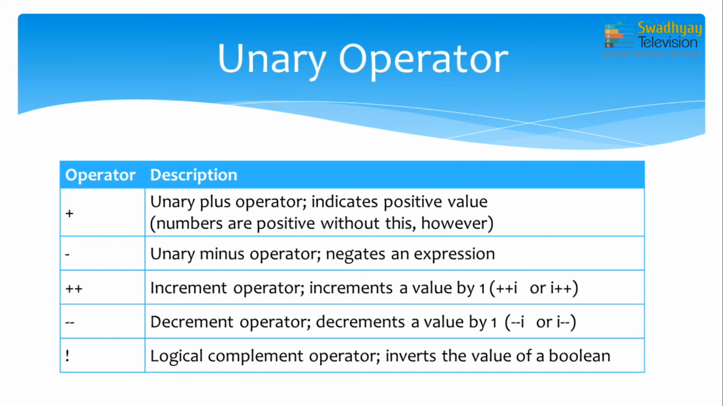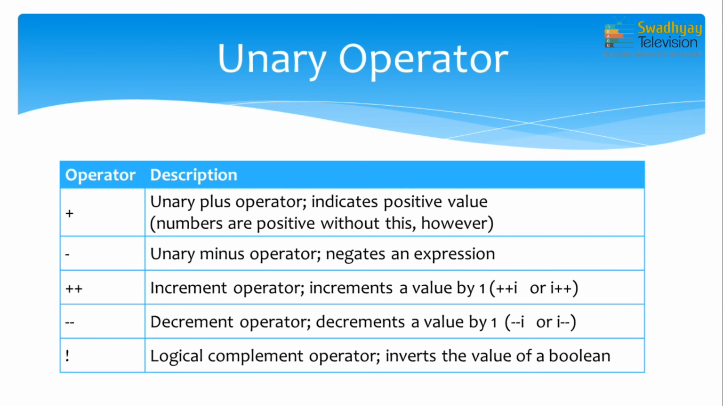Now, we see these operators on screen. On screen, you can see the first operator is plus. Here it is not the addition operator, but it is a unary plus to indicate a positive value. Similarly, we have unary minus operator to negate an expression or show a negative value. Then we have plus plus, which is also called increment operator, and for example, if I write i plus plus or plus plus i, then it increments the value of i by 1.